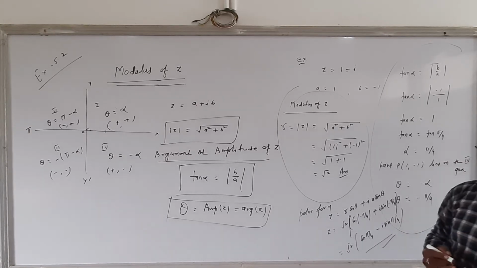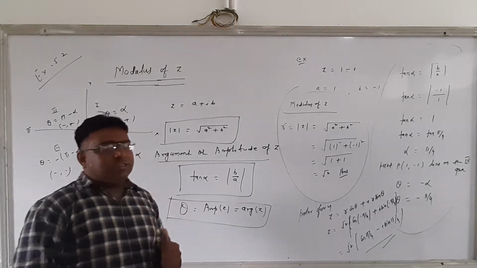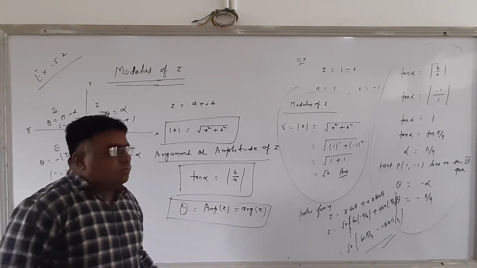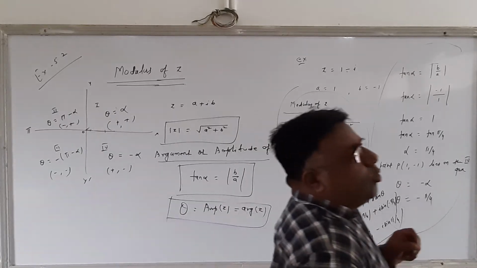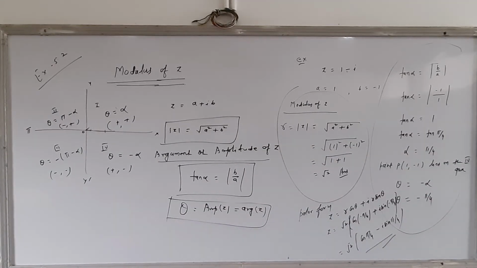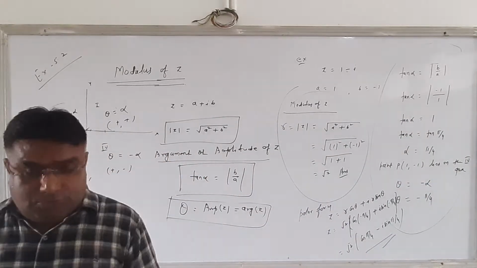In polar form, we talk about two things: modulus and argument. z equals r cos theta plus iota r sin theta is the complex number in polar form, and a plus iota b form is the complex number in Cartesian form.